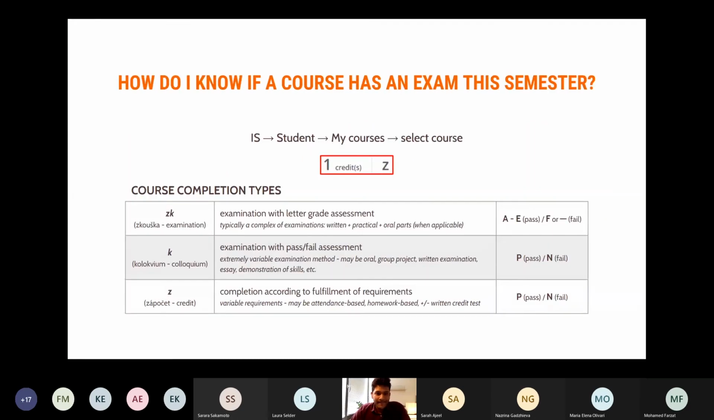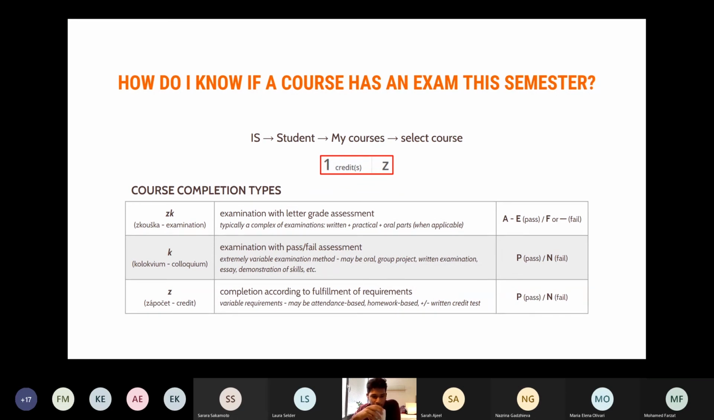So yeah, first of all, Hiroko, did you want to? You're better at explaining this than I am. This is the kind of completion types that we have. And I think Hiroko will explain what kind of exam completions you have on the IS.